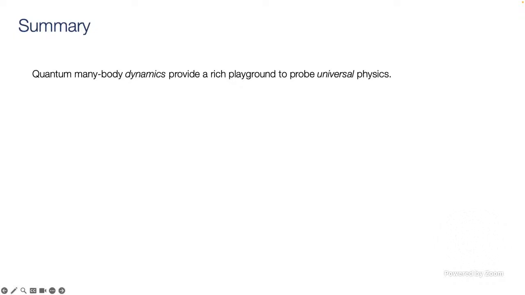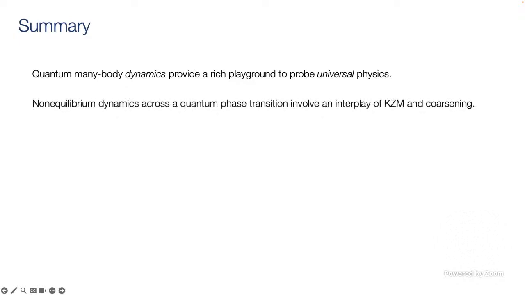So with that combination of theory and experiments, hopefully I've given you some flavor of how quantum many-body dynamics can be used to probe universal physics. As I said before, normally we're accustomed to thinking about universality in the vicinity of some quantum critical point, and here we can have emergent universality that's just as universal, but has nothing to do with quantum criticality.